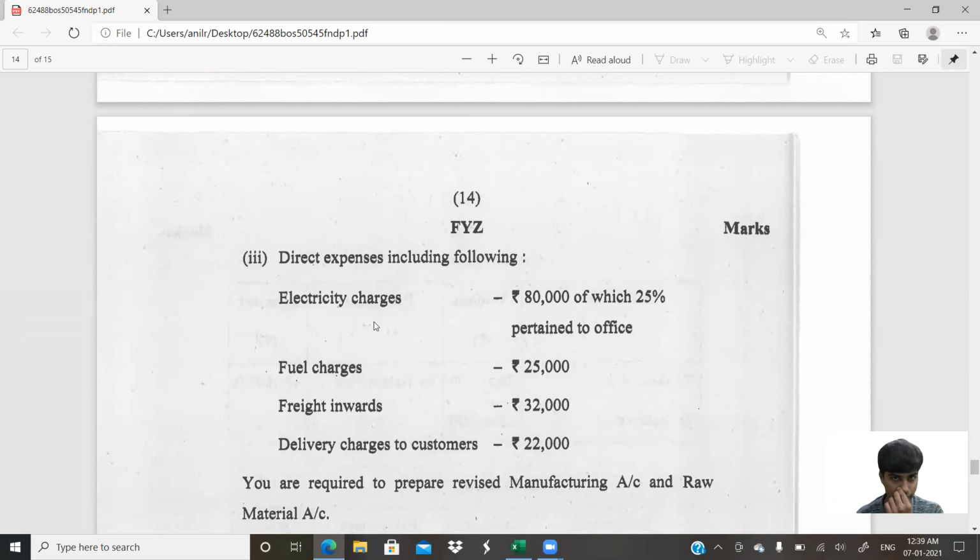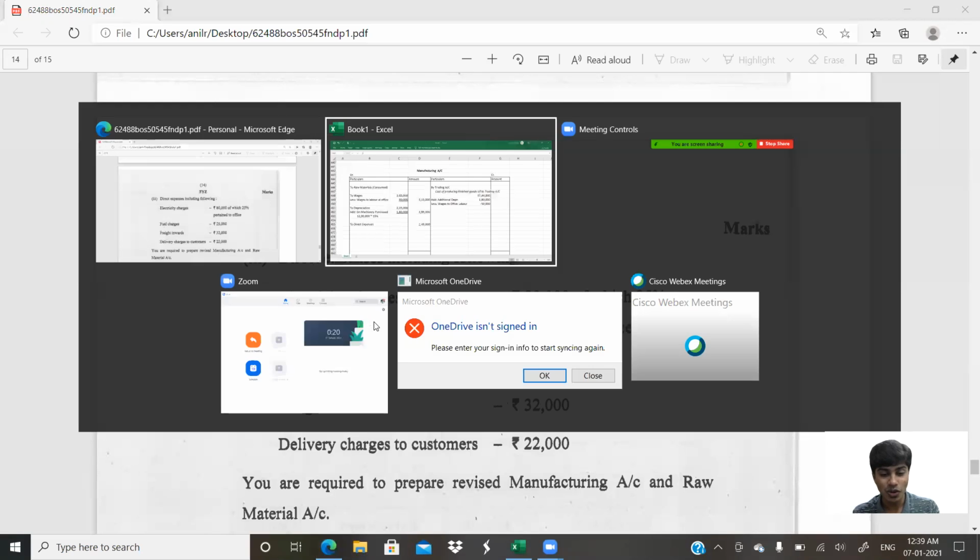We choose where to write. So the electricity bill of the factory will go to manufacturing. If it's of the warehouse, it will go to trading. If it is of the office, it will go to P&L. Now we'd have to see this. Rupees 80,000 is the electricity bill, of which 25% pertain to office. So 80,000 by 25% is not relating to manufacturing account. So what should we do? Should eliminate it. So what do I do here?